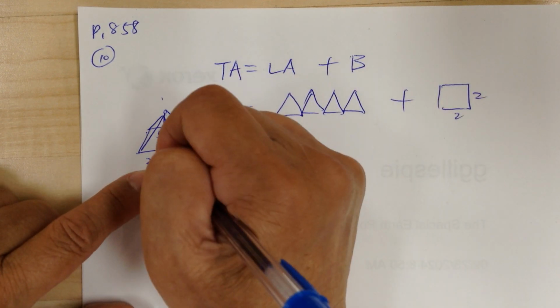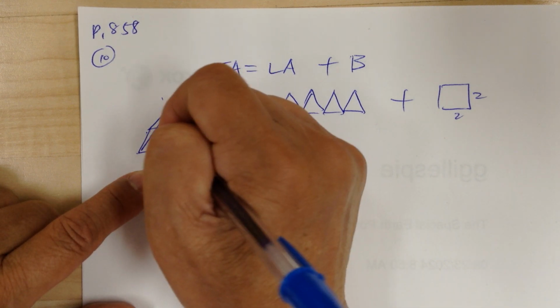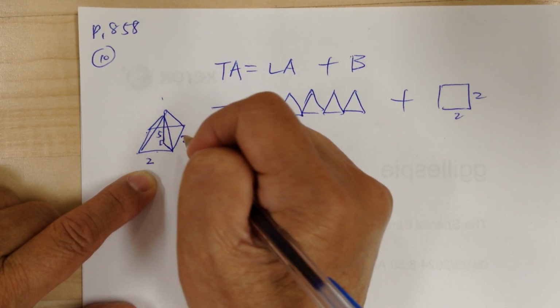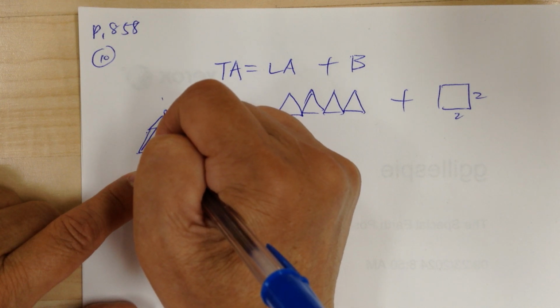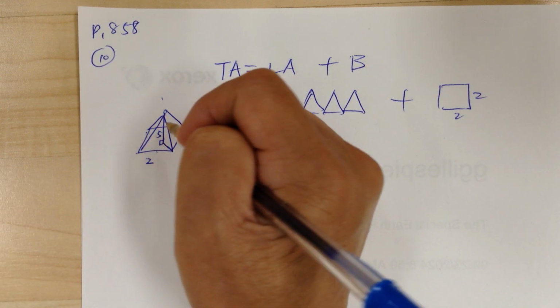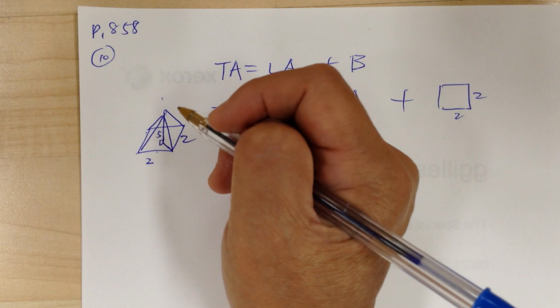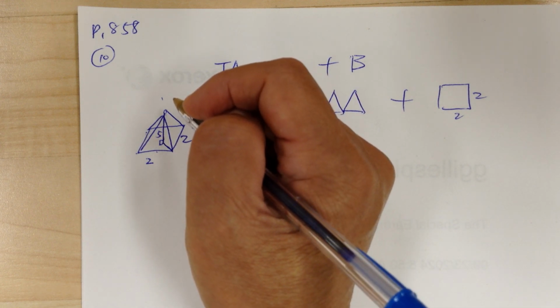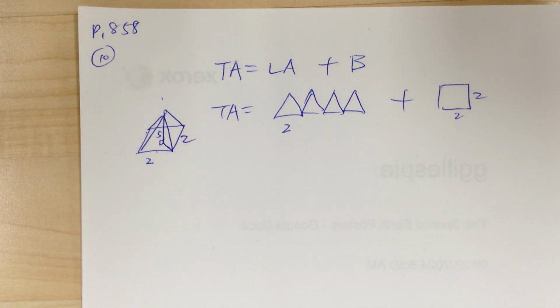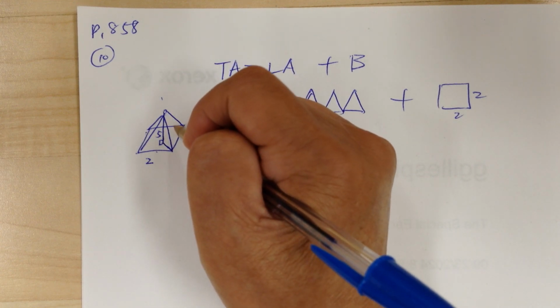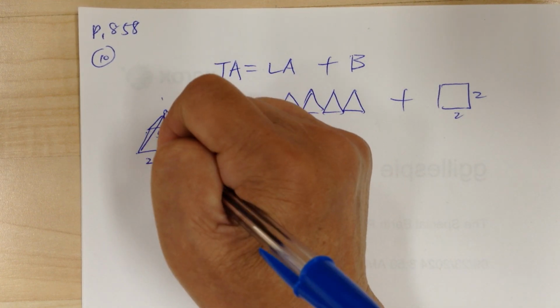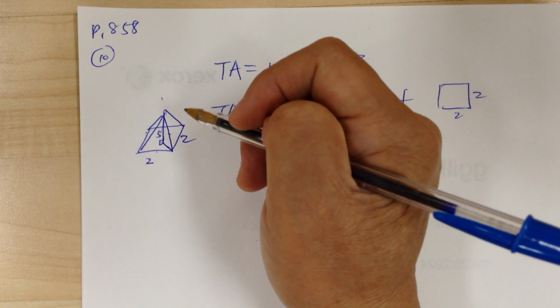So now you have to be careful with this one right over here. The height is not the height of the triangle. The height is a little bit complicated. You have to first find this edge. Use the Pythagorean theorem.